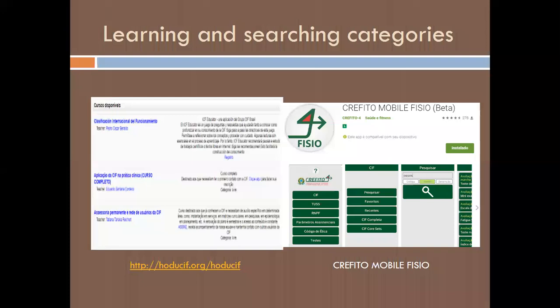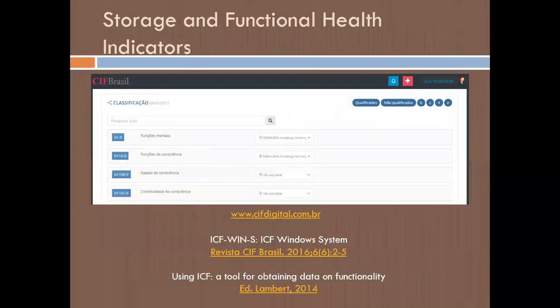That one is an app from the council, the PT and OT council from Brazil, to search categories, not to encode, okay? You can only search categories, and you can get it free. This is the prototype of the encoding device, okay? And I would like to share with you an article and a book about how to get the data into tables, ICF data, and how to create functional health indicators. Here you can find some suggestions for how to do it.